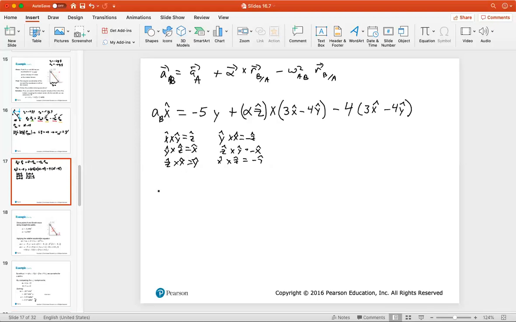So this is going to tell me that AB x hat equals minus 5 y hat plus, and I'm going to get 3 alpha times y hat, and I'm going to get plus 4 alpha, because of the double negative, x hat, and then I have minus 12 x hat plus 16 y hat.